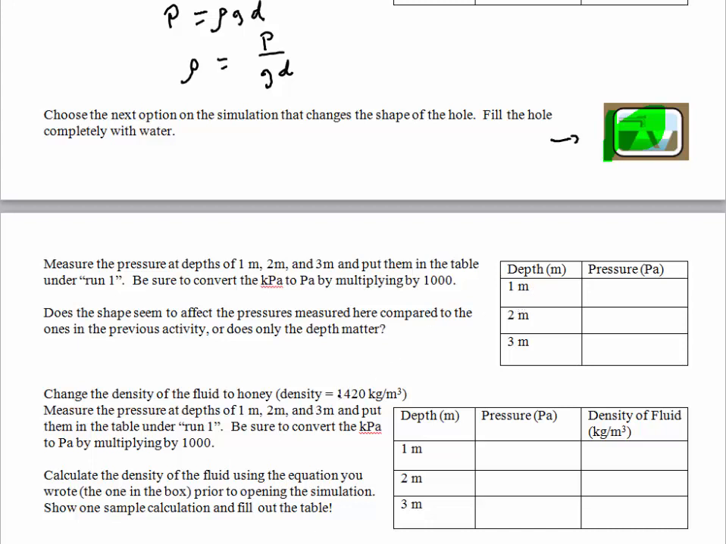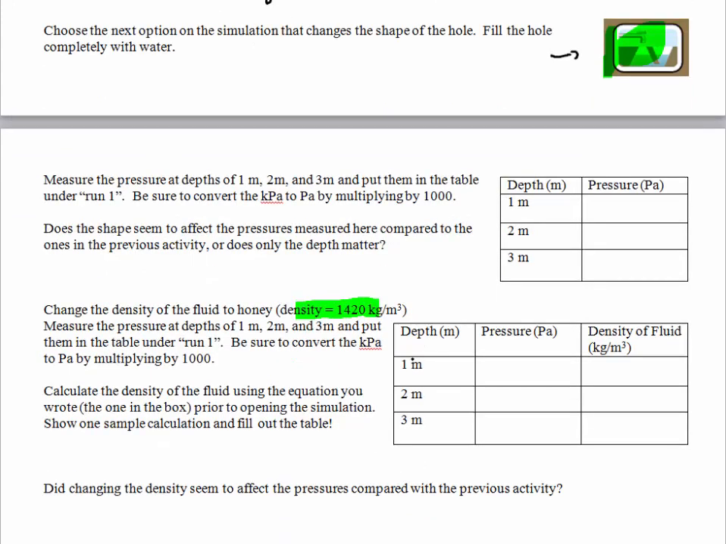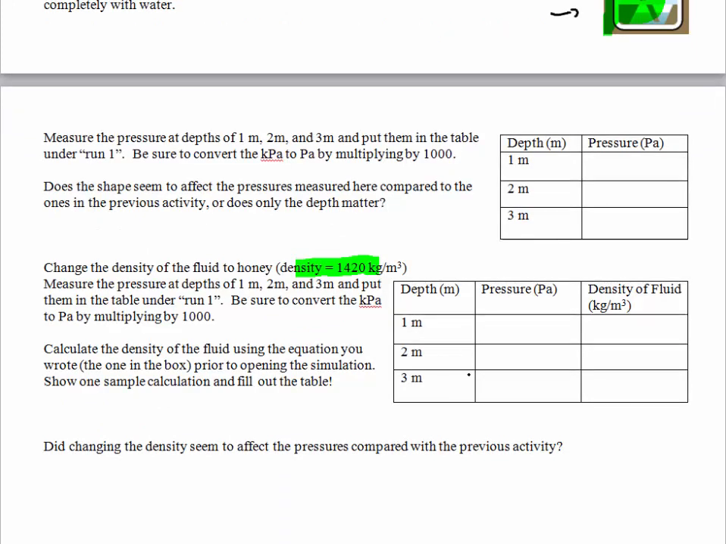Then we can go ahead and change the fluid, and we change it to honey. We would expect the pressure to get larger because now we have something that is more dense than water, and I just have you repeat the calculation.